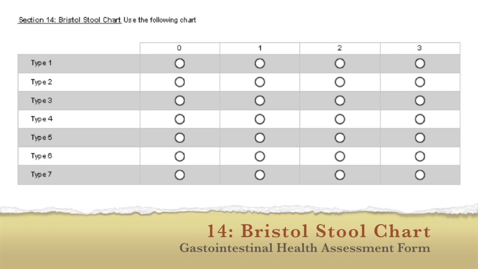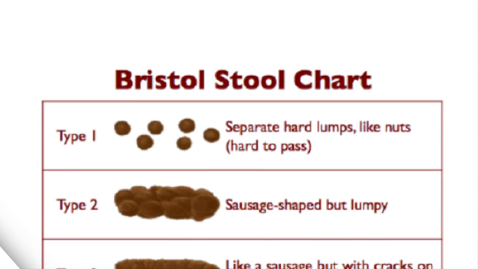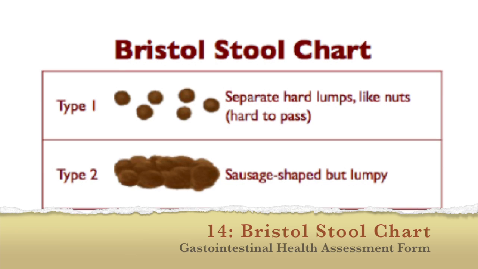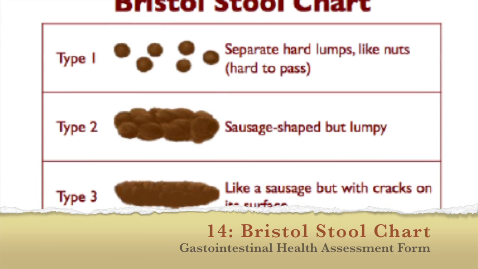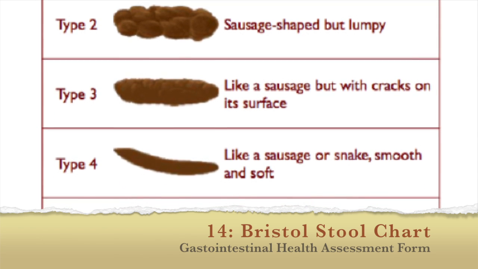Section 14. There are 7 types of stools according to the Bristol stool chart. The Bristol stool chart, or Bristol stool scale, is an aid designed to classify feces into 7 different groups. The type of stool or feces depends on the amount of time it spends in the colon. After the patient passes feces, what they see in the toilet is basically the end result of their diet, fluids, medications, and lifestyle. You can use the Bristol stool chart to check what their stools are telling you.